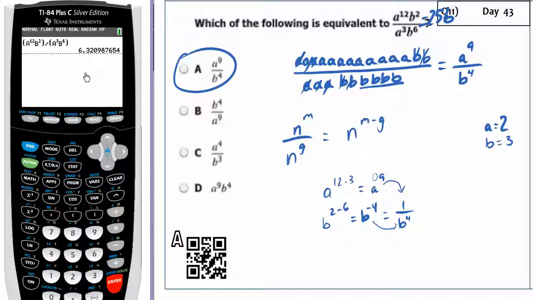If you type in any of these other ones with a store button, it's just not going to work. They're not going to be equivalent. So that's a great way to check your answer and make sure you're right.